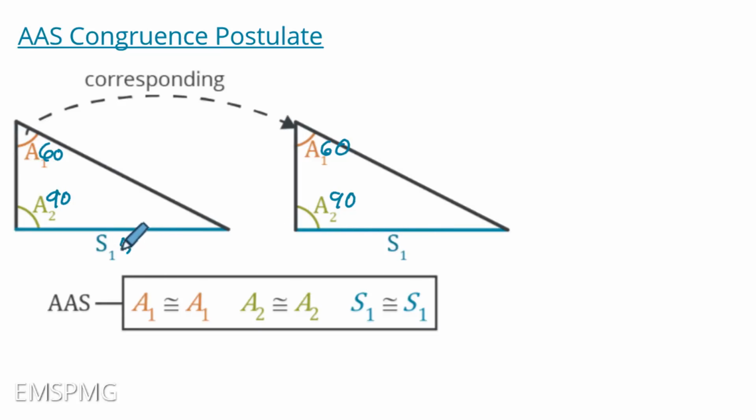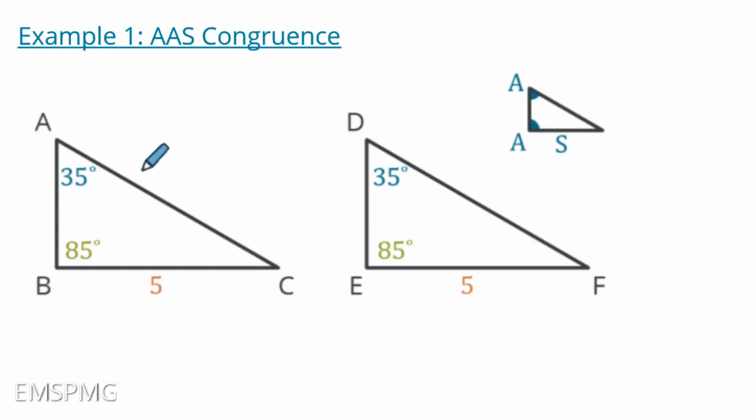Let's say this side was 5 and this side was 5. Then you know that these two triangles are congruent according to AAS. Okay, so that would mean that every other side and angle is congruent as well. Okay, so let's check out an example.